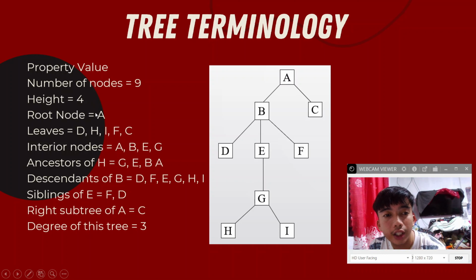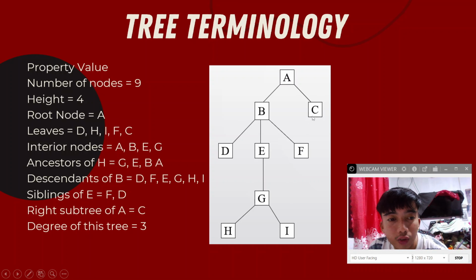Well, the root node here is the letter A because the letter A is the parent here, and it is located at the very top. So in this example, the leaves are D, H, I, F, C. It is considered as leaves or external nodes because it has no child.